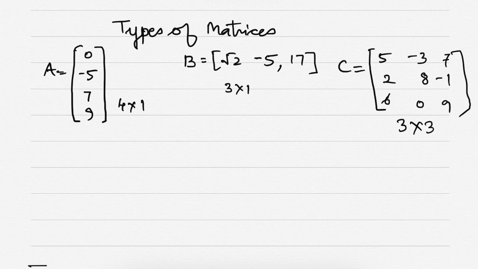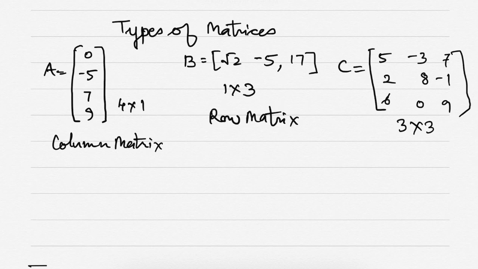A matrix is called a column matrix if it has got only one column, like matrix A. So matrix A is a column matrix because it has got only one column. Matrix B has only one row and 3 columns. It is called a row matrix. Now in matrix C, the number of rows and number of columns are equal. So the matrix is called a square matrix.